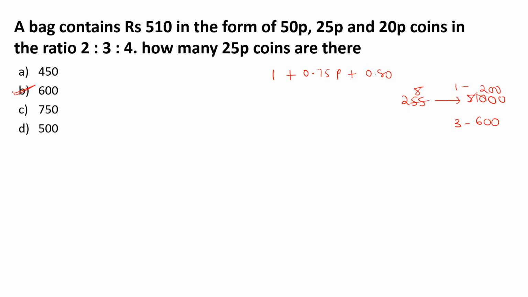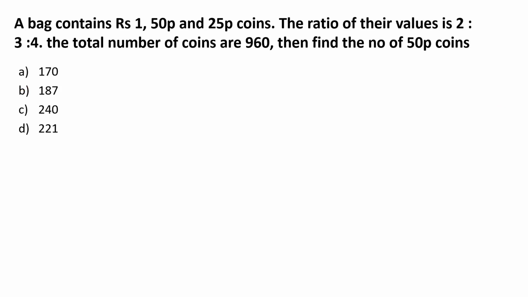This is one type of question in the number of coins model. That is, we are given the ratio of the number of coins and the total amount, and we need to find some number of coins. Another type of question we are going to face in the examinations is where we are given the ratio of the values of the coins, and we need to find the number of coins. Here is the question.